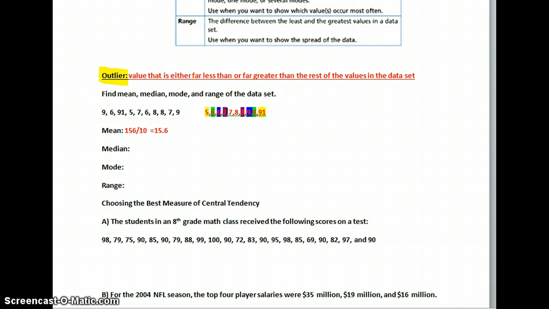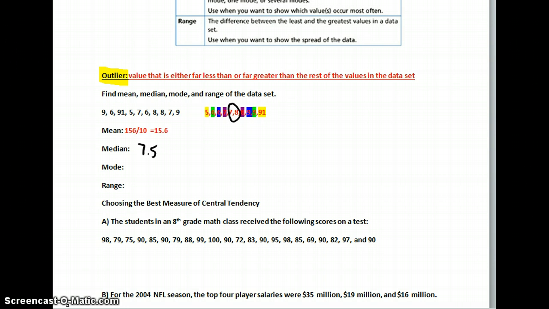At this point, we're left with two numbers. Remember, if we have two numbers at the end, we have to average the two numbers. So if we do 7 plus 8 divided by 2, we will get 7.5 as your median. This will happen when we have an even number of numbers in our data set.